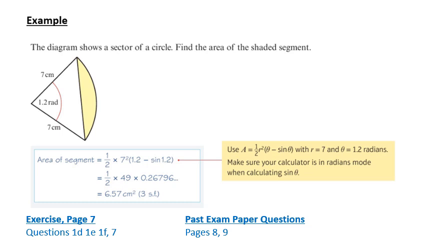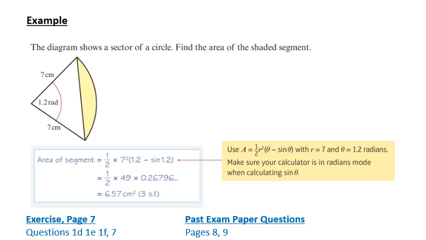Here's another example that I've taken from the booklet. It's very similar, so we're finding the area of the shaded segment. So you can see in the answers, they found the area of the sector and they've taken away the triangle. We've done it by using a little bit of factorising there, but I would just do area of the sector, take away the area of the triangle.